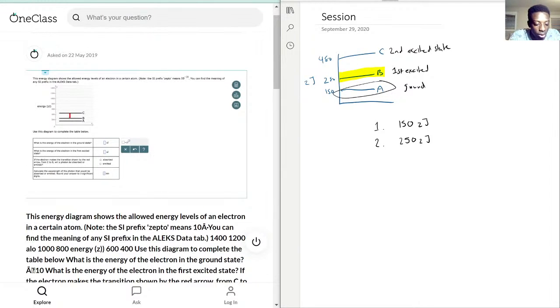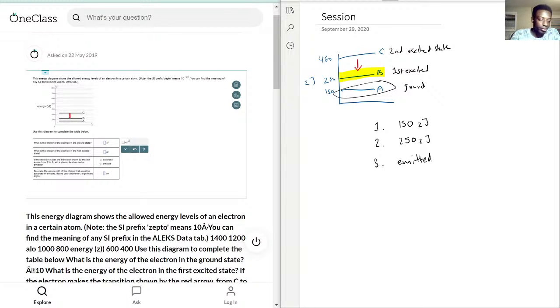Now, if an electron makes the transition shown by the red arrow, so the red arrow is telling us it dropped down, will the photon be absorbed or emitted? For it to jump up an energy level, it needs to absorb energy. And as you can guess, if it drops down an energy level, it released energy to be able to go to a less excited state. Another word for release would be emitted. So for 3, the photon would be emitted.